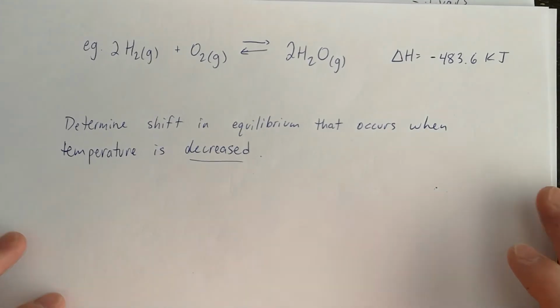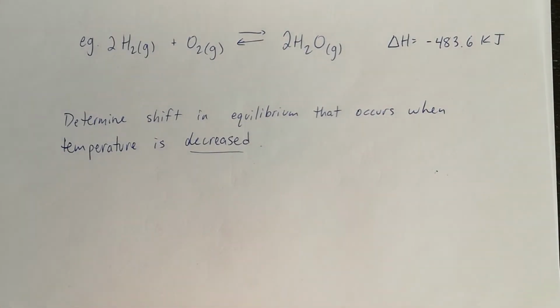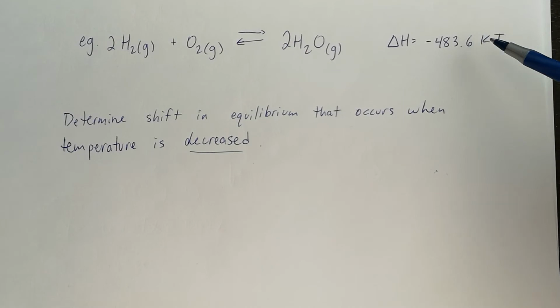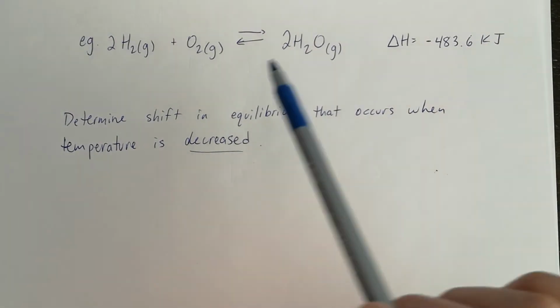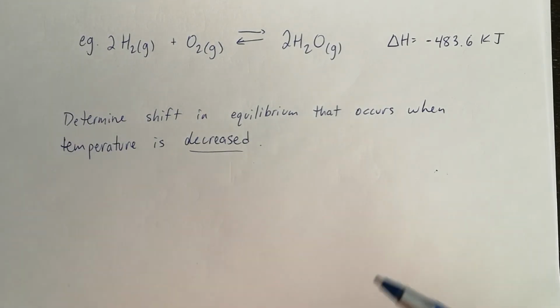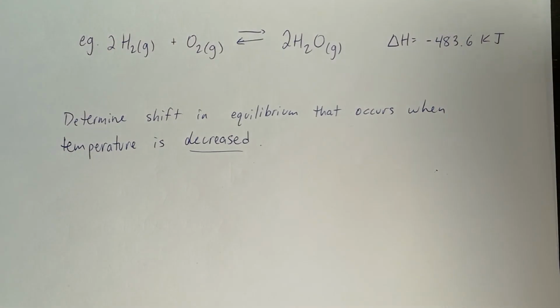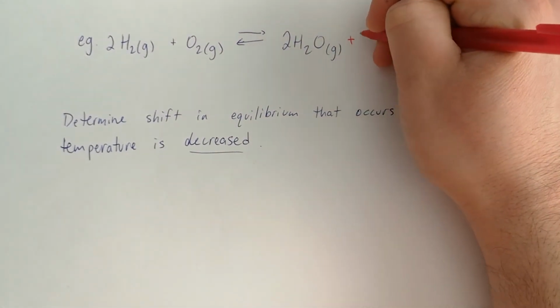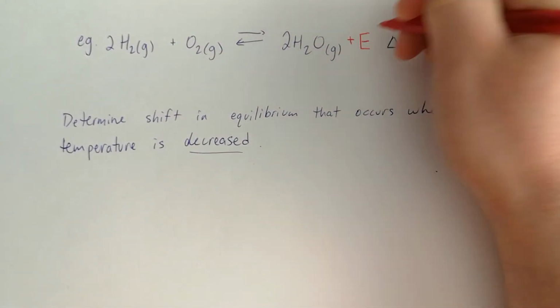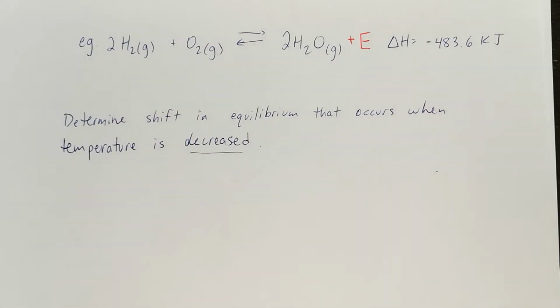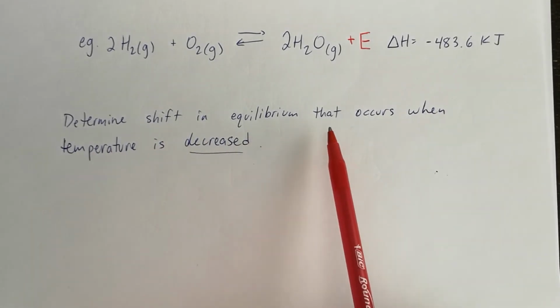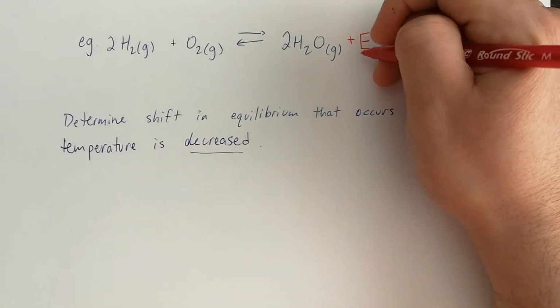So I've got this formation of water again. I've got the enthalpy change. That negative sign means that this is exothermic. That's very important. What I'm going to suggest you do is add an energy term to your equilibrium system. This is exothermic, so I'm going to add energy to the right. Then you just treat it like any old reactant or product. So let's determine the shift in equilibrium that occurs when temperature is decreased.